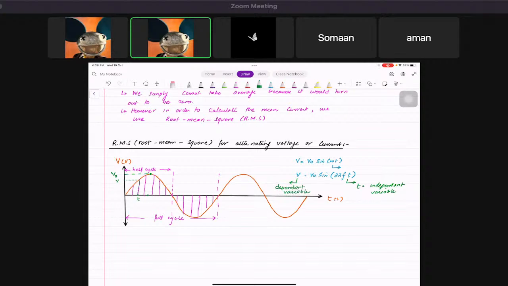And you can know because V naught is a constant, because the peak value will always be the peak value. The frequency will always be the frequency because the wave has a time period that's fixed. The only variable, the independent, is the time, because at a certain time when you pick and choose that, it would give you a particular voltage depending on that by using this equation or by using the graph.